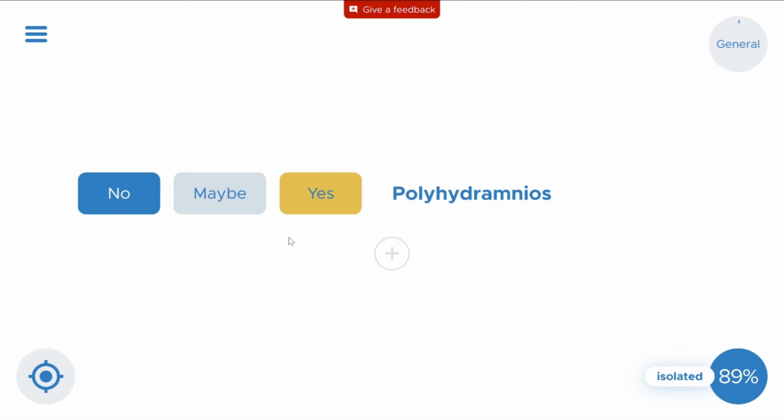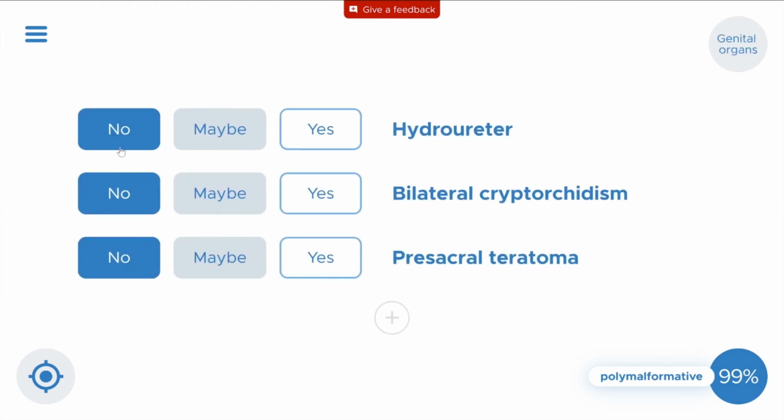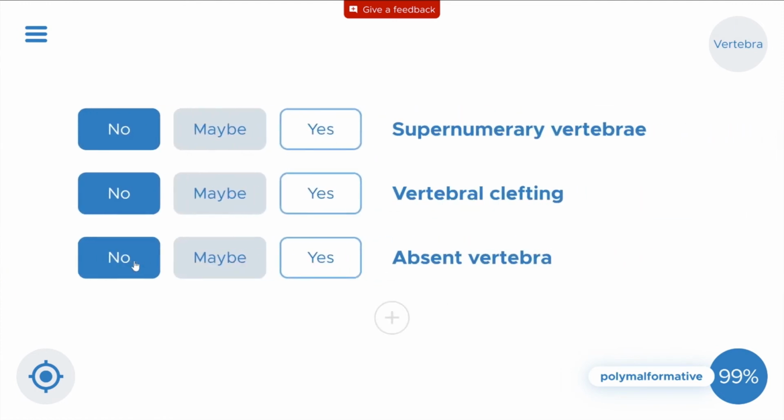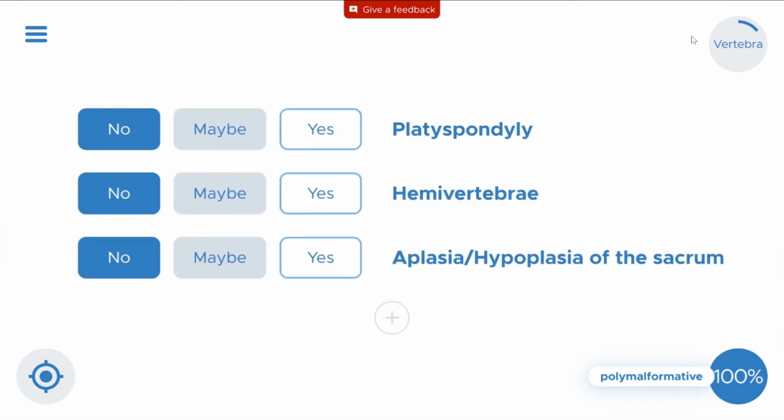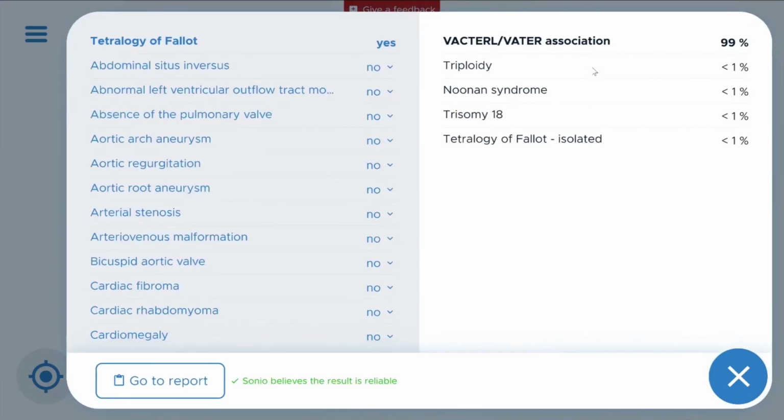and then the software asks about the ears, which we consider normal. Genitalia, also normal. However, when looking at the spine, we discover a supernumerary vertebra, the rest of the spine being strictly normal. And at this point, Sonio stops and concludes that VACTERL association is very likely.